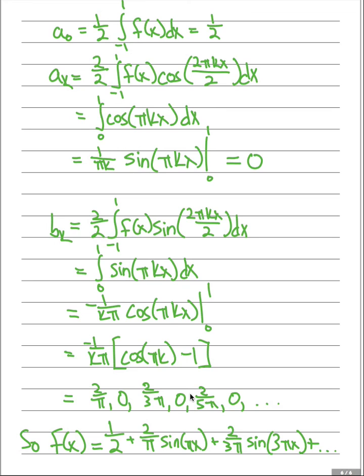So what does this tell you? It tells you that f of x is approximated by the Fourier series 1/2, that's a naught, plus, then all of the a sub k terms are 0. Then we have to do the b sub k terms. So it's 2 over pi times sine pi x, right? That's 2 pi kx over 2 when k is equal to 1, plus 0, plus 2 over 3 pi sine 3 pi x, and so on. Okay, so that's how it works for an example of the Fourier series.